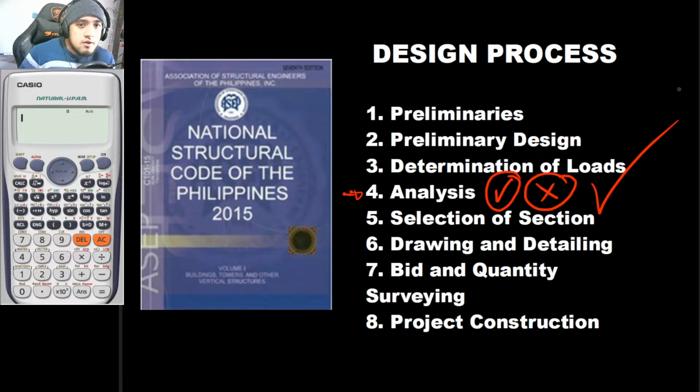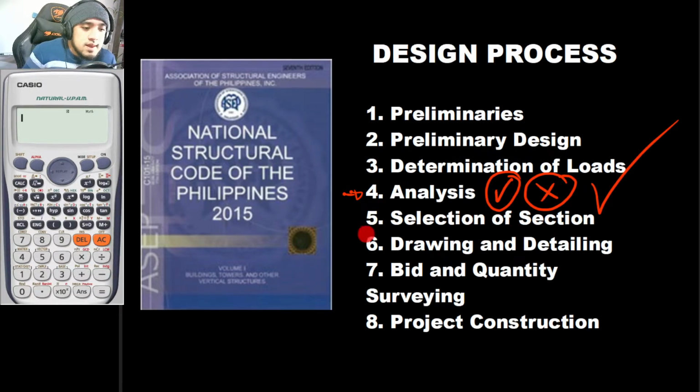And once that you have already selected your section, you will now go through the drawing and detailing. So once again, after finalizing your section, the design engineer or you will now be interpreting the design through drawings and will now be placing them in your structural plans. So a structural plan is a piece of paper or a plan that shows the detail of the design itself or the results of the design.